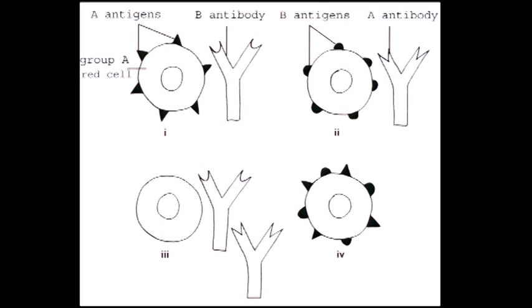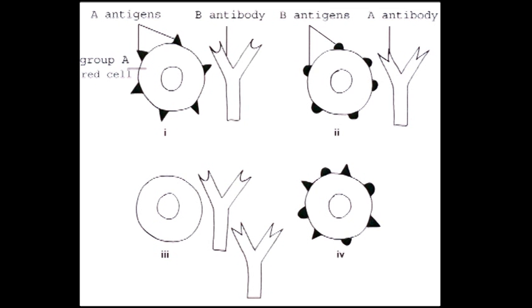But as well as that, you're going to have B antibodies in the plasma. So blood group A: A antigens, B antibodies. But if you're blood group B, you will have B antigens on the surface of your red cells, obviously, because that is what determines the group. But as well as that, you will have antibodies to the A antigen in your plasma. So if you're blood group B, you've got B antigens, and floating around in the plasma, you've got A antibodies.